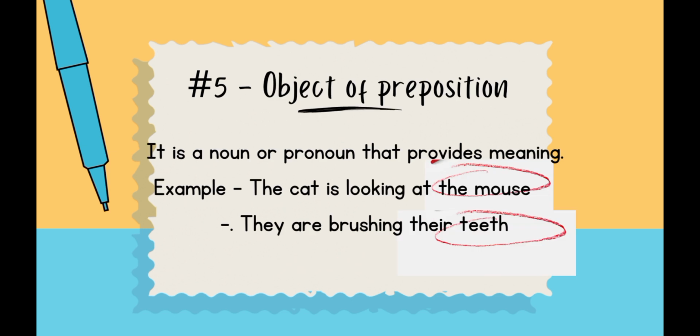Okay, so the next structure of a sentence is object of preposition. It is a noun or pronoun that provides meaning. Example: the cat is looking at the mouse. So the mouse here is the object of preposition. What is the cat looking at? It is looking at the mouse.